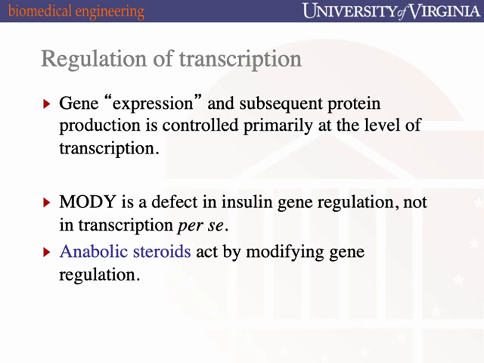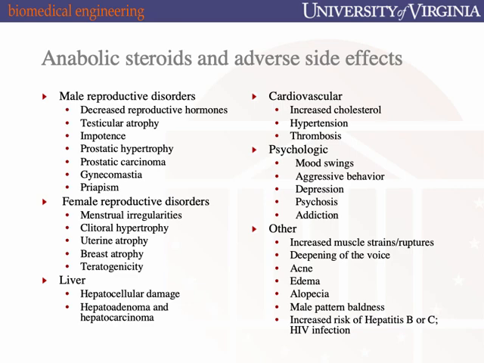So maturity onset diabetes of the young arises from a family of defects related to gene regulation, gene expression of the insulin gene, not the transcription process generally, like I talked about last time. And then anabolic steroids, these circulating hormones that promote anabolism, growth, more to say on that in a moment, are also gene regulators through the transcription factors that they operate on. Many in the audience know the adverse effects of anabolic steroids, bodybuilders or otherwise.